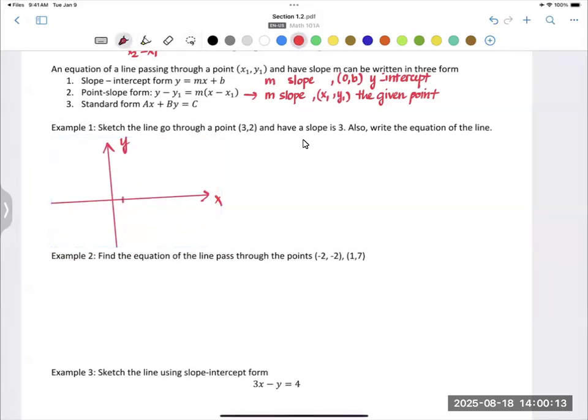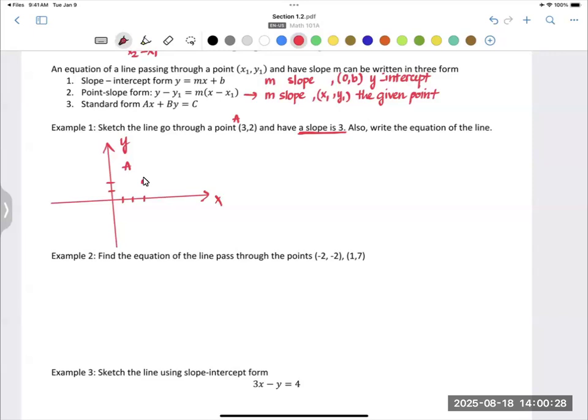Okay, so let's find 1, 2, 3, and 1, 2, 3 and 2. This is the point that's given. I call that point A. And now I'm going to use my slope to get to my point B, the second point.